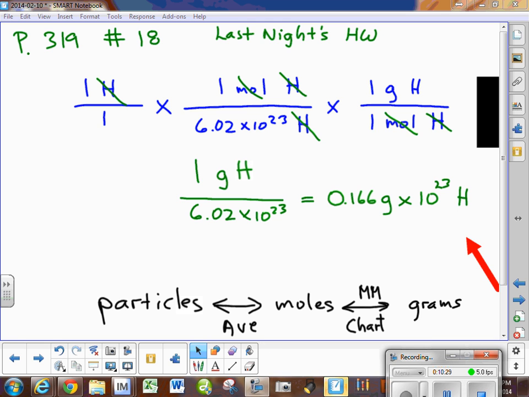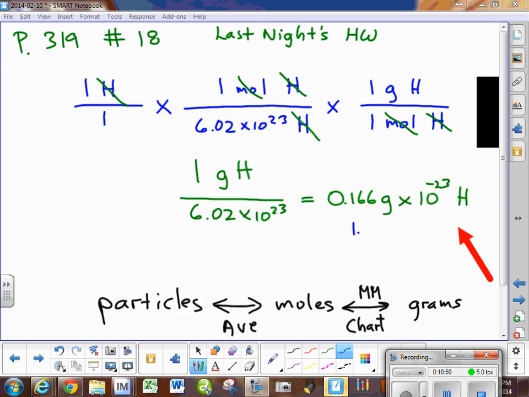And that's going to be grams of hydrogen. And the 10 to the 23rd is actually going to be a negative. And why is it a negative? Because this guy went from the bottom to the top, and when you do that, you have to change the sign. Okay, now we've got to get it into scientific notation.